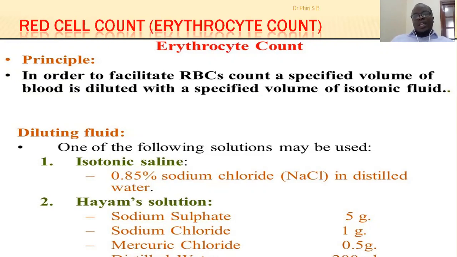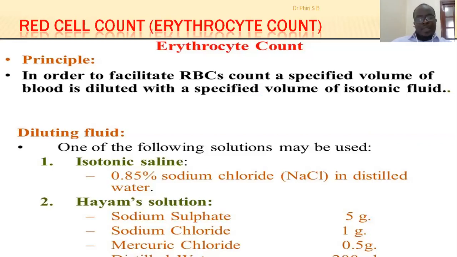So the ideal thing is you dilute them. After diluting them, it means you space them. So once they are spaced, suspended in that dilution fluid, then you'll be able to count them under the microscope. Then you just take advantage of the dilution factor that you used to come up with the actual concentration once you finish counting the cells.